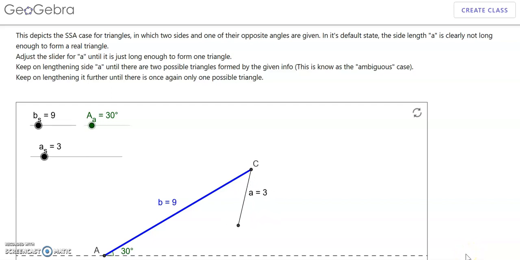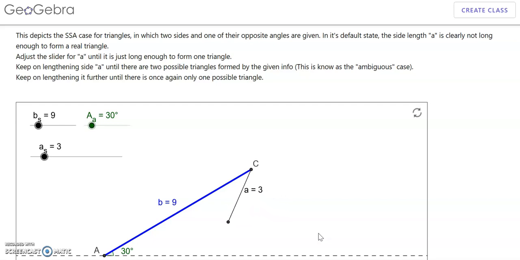So let's go ahead and take a look at what's happening with the ambiguous case, which is case 2, and this is the case where you have two sides and one angle. One of the sides is opposite the angle that you're given. So on this one, let's take a look here. We have a side length, side A, which is 3. We have a side length B, which is 9, and our angle A has a measure of 30 degrees.